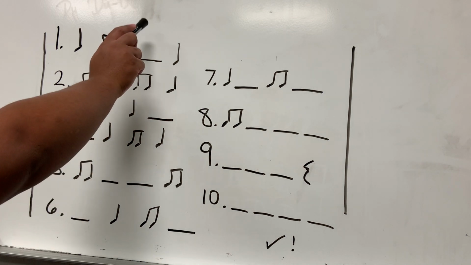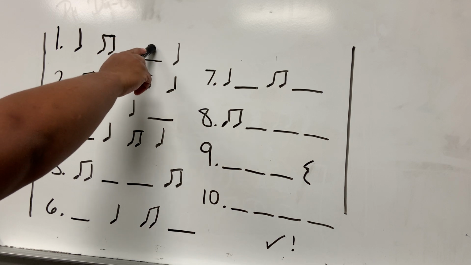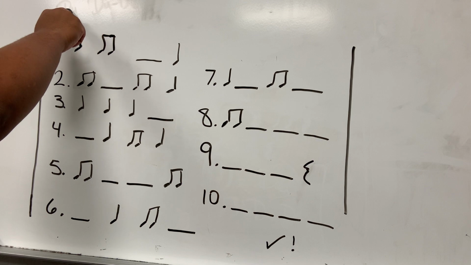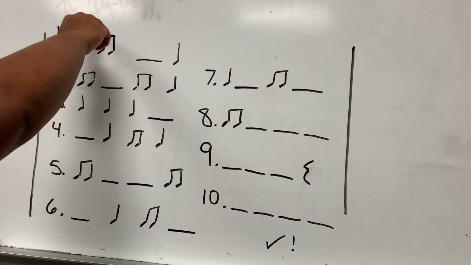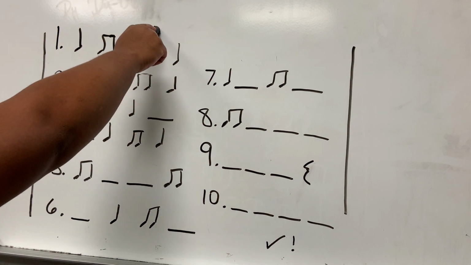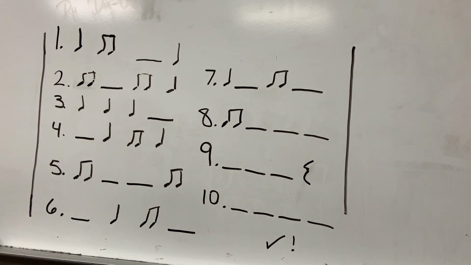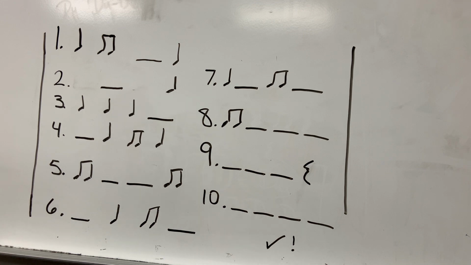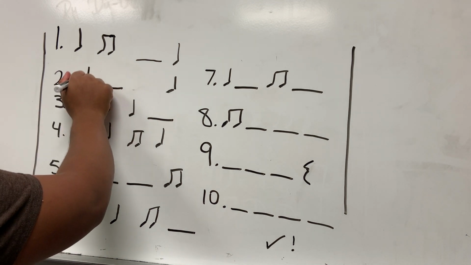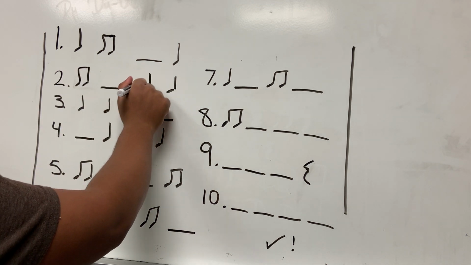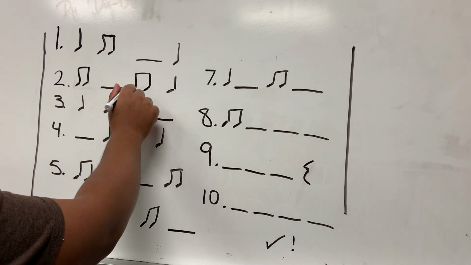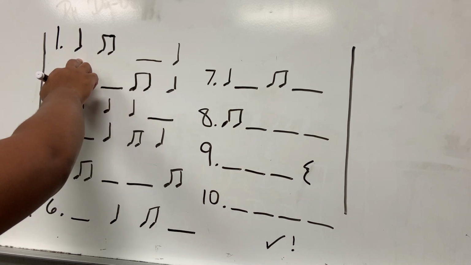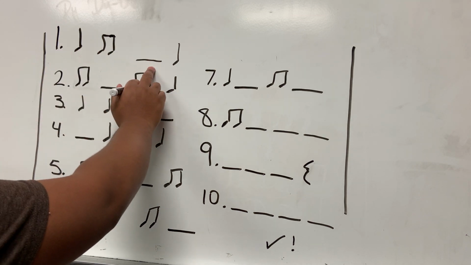For beat three, and the reason I say beat three is because that's the beat that's missing. Beat one is here. Beat two is here. Beat three is here, but it's missing. And beat four is here, the quarter note. So beat three is missing. Remember I said do, do day, do day, do.